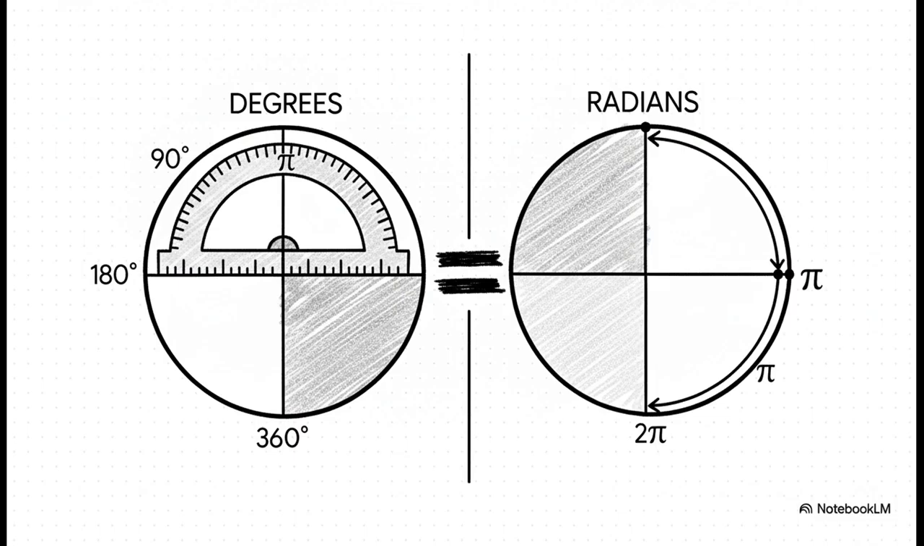You're all familiar with degrees, where a full circle is 360 degrees. The other unit is radians, where a full circle is 2 pi radians. So what does that mean? It means 360 degrees is the same as 2 pi radians. But to make it even simpler, just remember this one thing: 180 degrees equals pi radians. This single relationship is the key to everything.